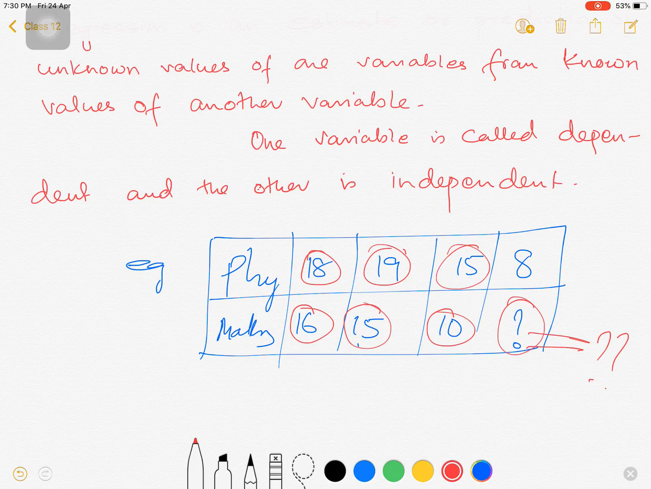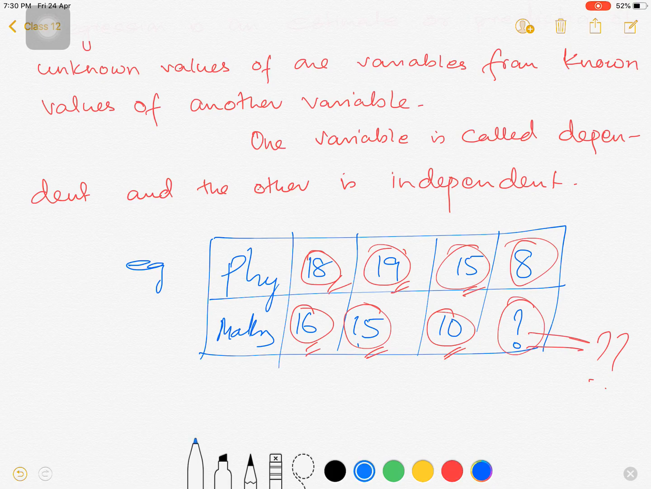If a student who got 18 in physics gets 16 in maths, 19 in physics gets 15 in maths, and 15 in physics gets 10 in maths, then what will happen if he gets 8 in physics? What should be his marks? Let's make a guess. It's a prediction, it's an estimate. That's how we learn regression. It will help you to find the missing value from the known values, from the values that we already know.